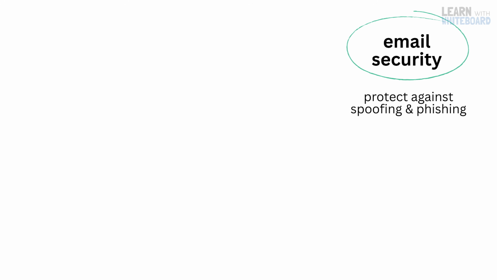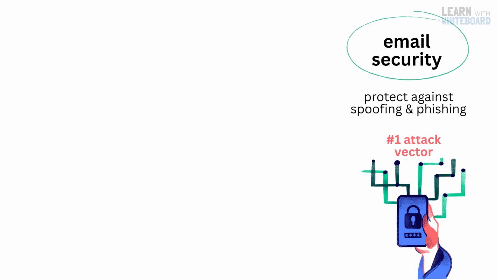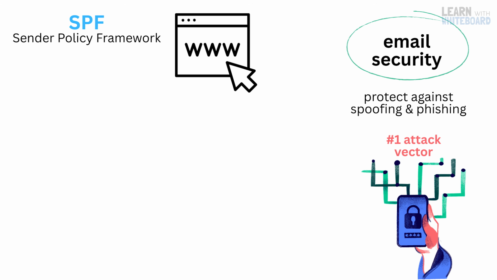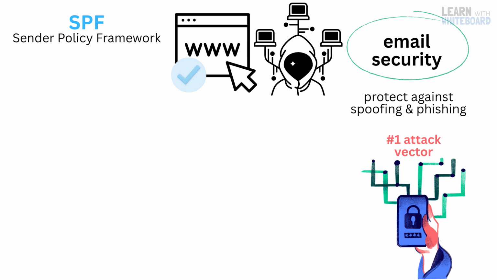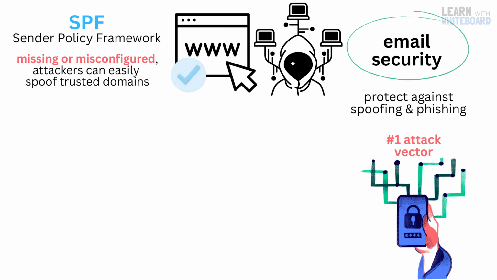Next, let's understand email security protocols. Email remains the number one attack vector, which is why these protocols are critical. SPF defines which mail servers are allowed to send emails on behalf of a domain, helping receiving mail servers verify whether an email is coming from a legitimate source or an impersonator. When SPF is missing or misconfigured, attackers can easily spoof trusted domains.